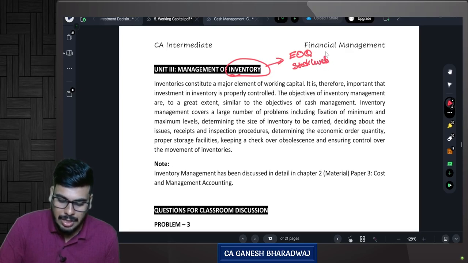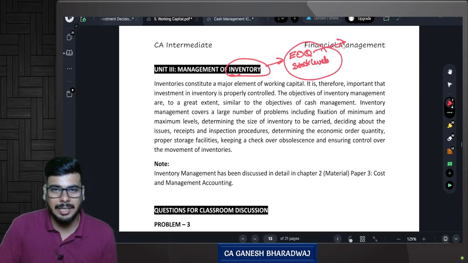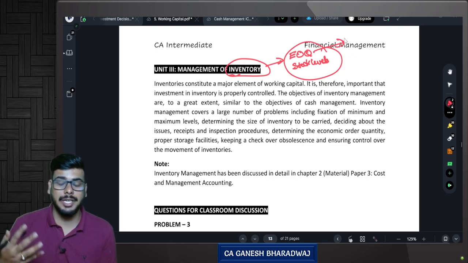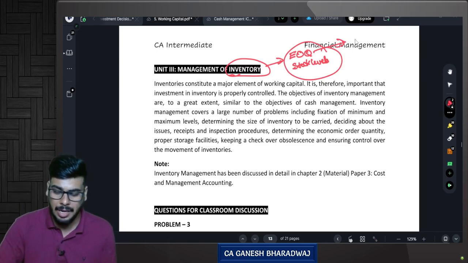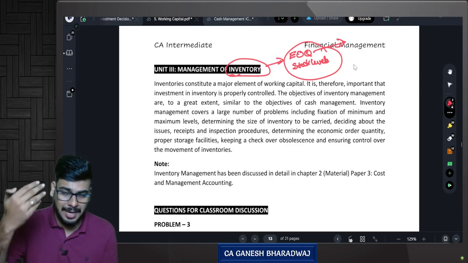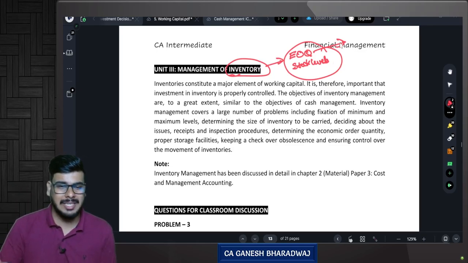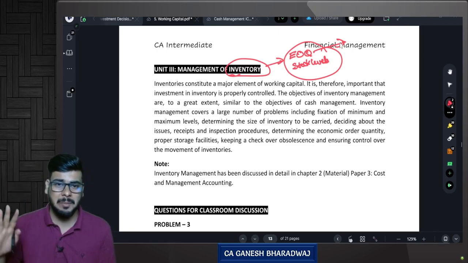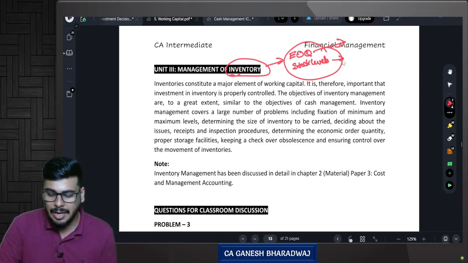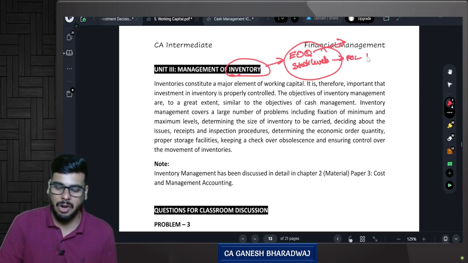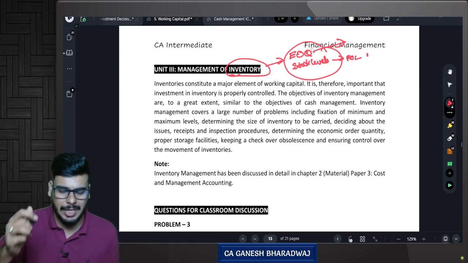Okay, so EOQ is nothing but how much quantity I should place an order for. So every time I place an order with the supplier, how many units should I order? And stock levels has something like minimum level, maximum level, reorder level. Reorder level means when I should place an order. EOQ stands for whenever I'm placing an order, how much quantity I should order.